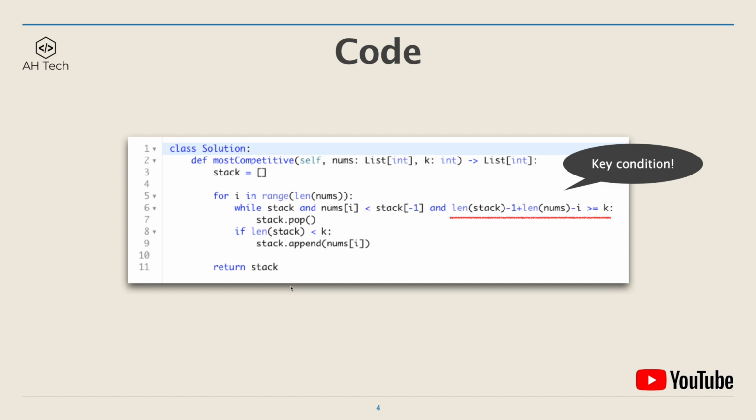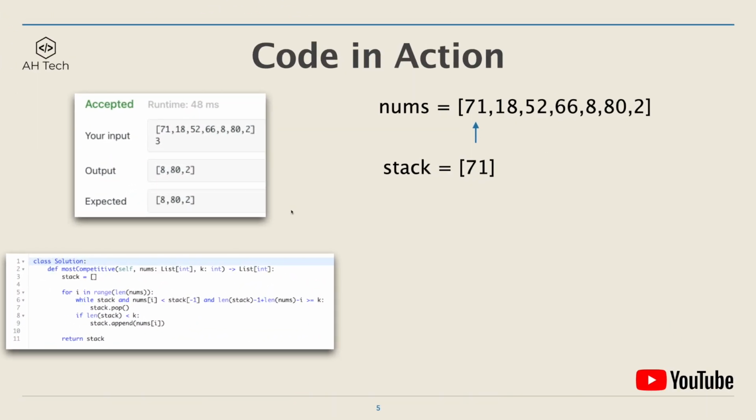Now let's see the code in action. Okay, and here we'll be looking at a custom test case. This is a special test case because the smallest element in the nums array is 2, which is the final number. But the actual output, the most competitive subsequence, is the array 8, 80, and 2. And here we will see how the code works for this case.